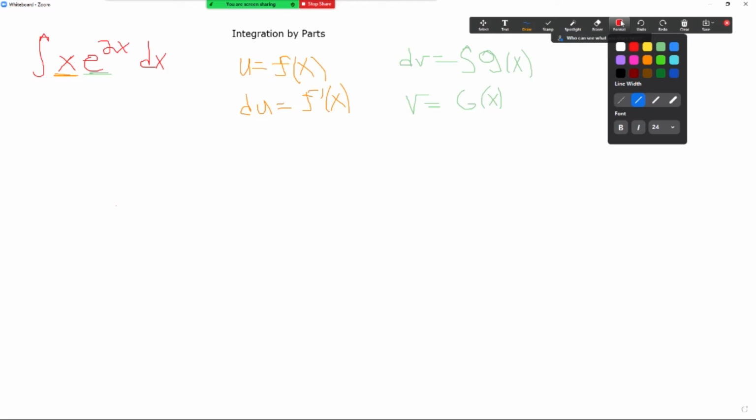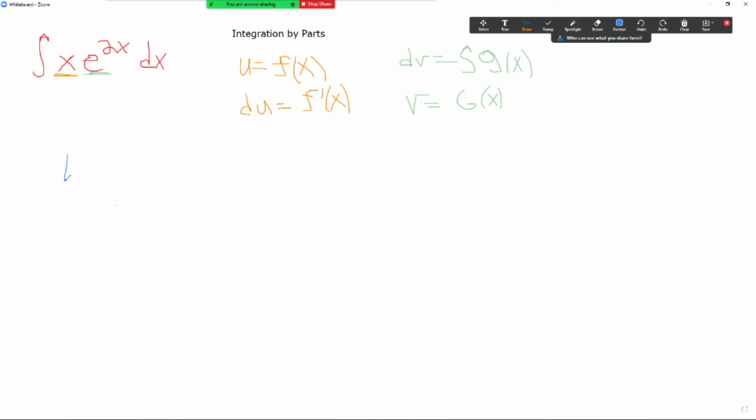In general, we call it LIATE. And now we're saying, whoa, what is LIATE? When you think of LIATE, it's every function you can think of that's inside of your integral. The L stands for log. The A stands for inverse. P stands for polynomial. T stands for trig function. And E stands for exponential.